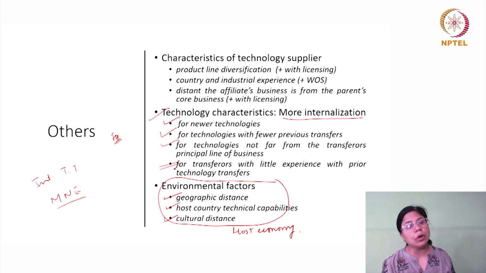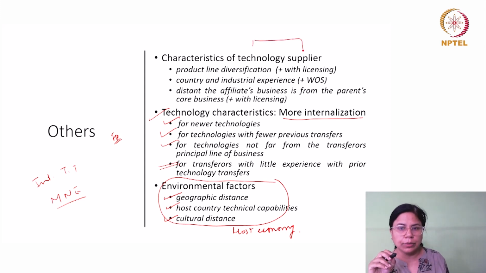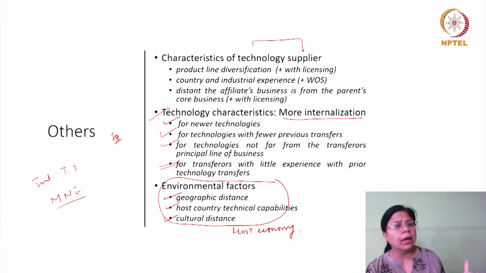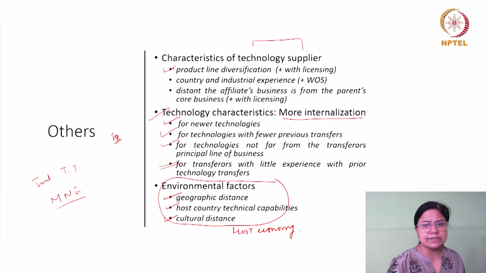If the company is not used to giving licenses to other companies, then they would rather prefer to do it on their own. Moreover, the characteristics of the technology supplier will also play a very important role. If the technology supplier has a wide variety of products and is much more diversified, then they may go for licensing as such.